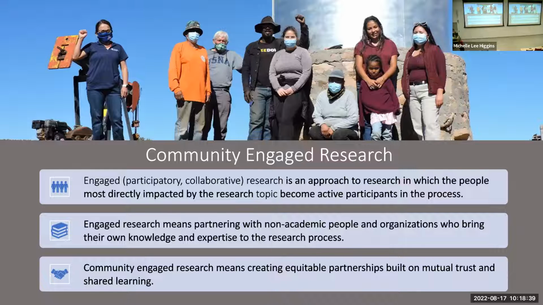So community engaged research, sometimes we call it participatory research or collaborative research, is an approach to research in which the people most directly impacted by the research topic become active participants in the process. Engaged research means partnering with non-academic people and organizations who bring their own knowledge and expertise into the research process. It's really important. They're not just passive participants. They're bringing their knowledge, their expertise to our work. And community engaged research means creating equitable partnerships built on mutual trust and shared learning. We should all go into this expecting to learn from and with each other.